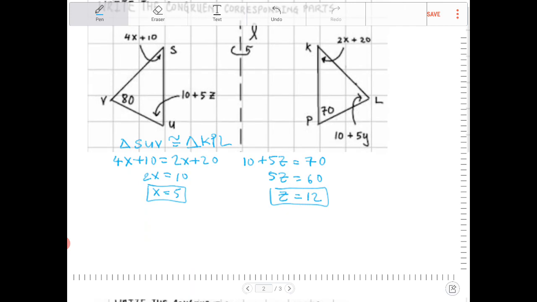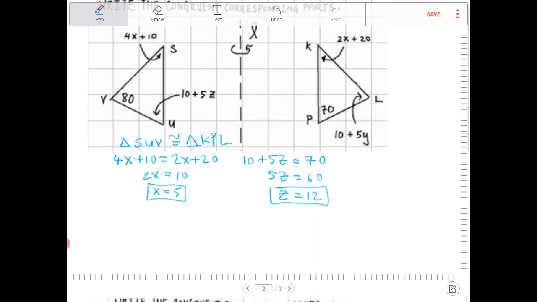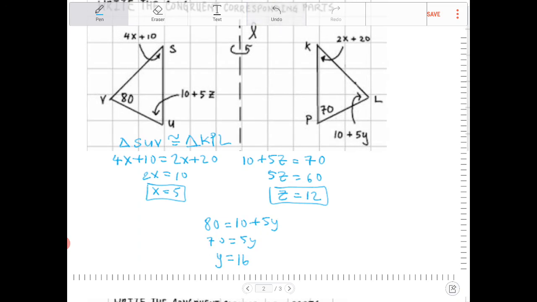Lastly, V corresponds with L, so 80 will equal 10 plus 5y. Subtract by 10, I know 70 is equal to 5y. Divide by 5, y will equal 14.